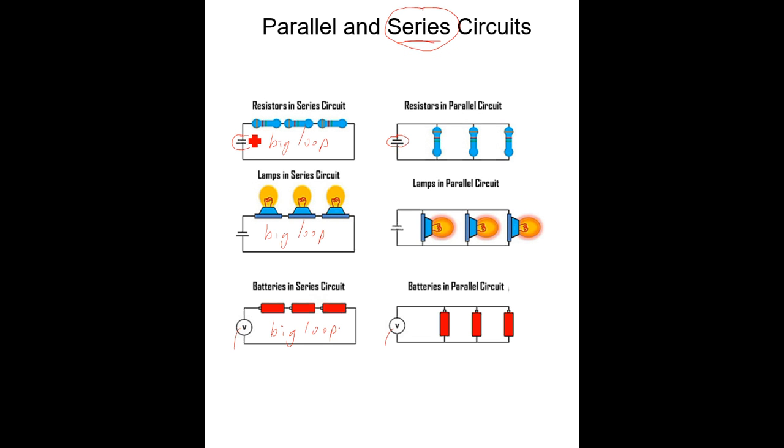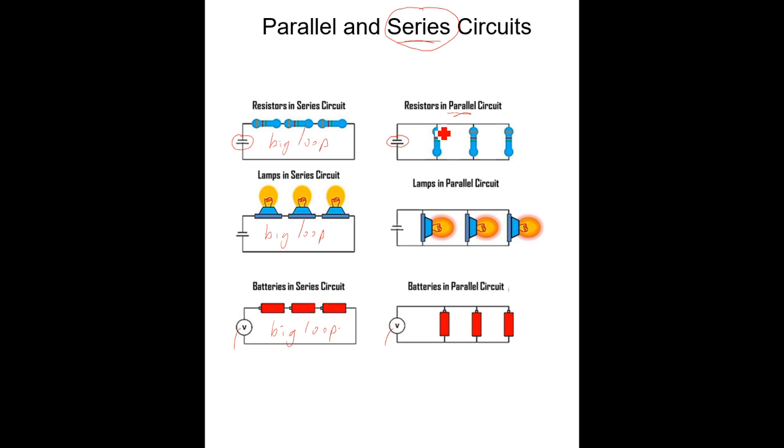And what that means is that the current that is going through here, it's going to pass through each one of these that we do have, regardless of whether it is the resistor or whether it is the lights. With the batteries, we add up those voltages to give us the total voltage in this one big loop. So how is that different with the parallel circuits?